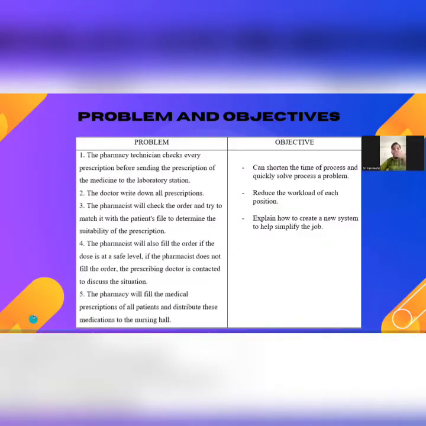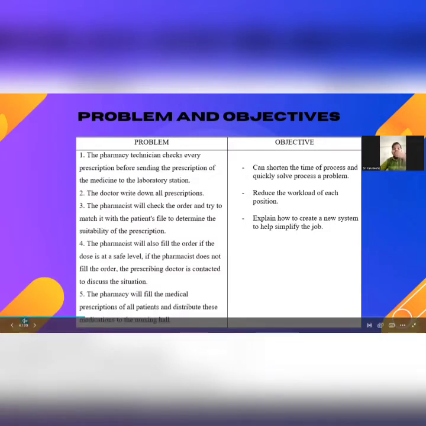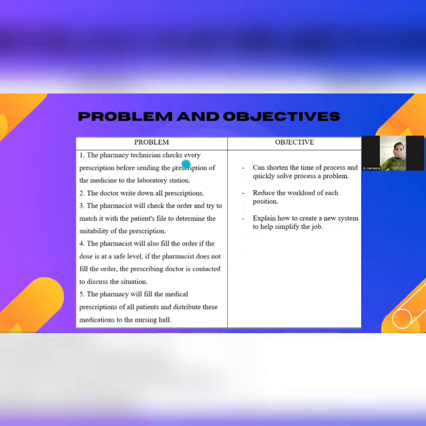The problems and objectives. The problem we face is that the pharmacy technician checks every prescription before sending the prescription of the medicine to the pharmacy station, which is a lot of work. We are trying to lessen their burden. Therefore, the system is being created.